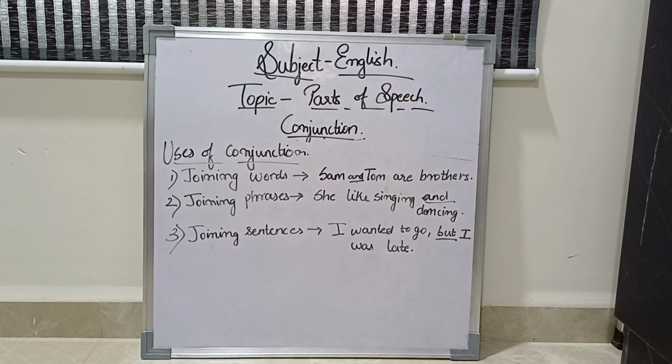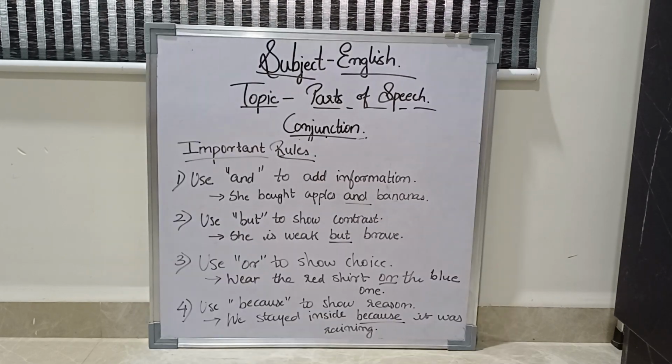Now we will move to important rules. Rule number 1: use and to add information. She bought apples and bananas. Here information is added. So and is used to add information. Use but to show contrast. She is weak but brave. Weak and brave are both opposite words. To show contrast in the same sentence, but is used. So you have to use but.